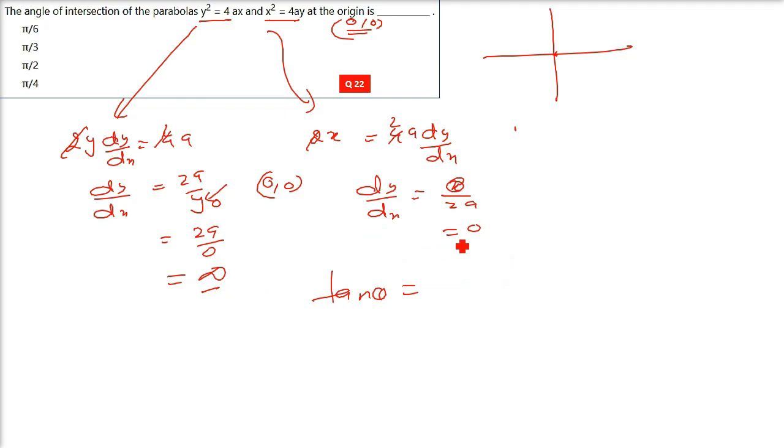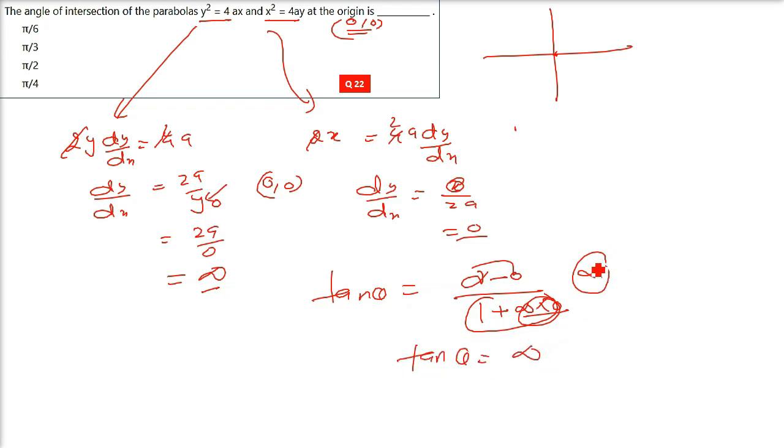Tan theta equals m1 minus m2 over 1 plus m1 m2. So take m1 as infinite, m2 as 0. 1 plus infinite into 0. So you don't have to worry about the denominator. It is 1 plus something, so it will be 1 only, but the numerator will be infinite, a number which we cannot count, and minus 0 will be infinite only. So tan theta is equal to infinite. At what angle will tan be infinite? It is pi by 2, 90 degrees, because tan 90 degrees is infinite. So the angle is pi by 2 in this case.